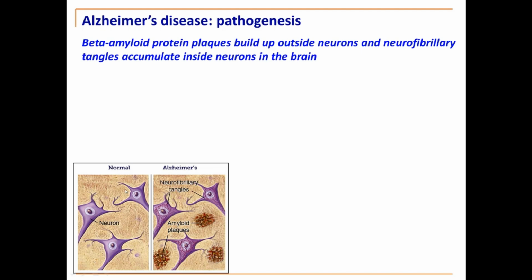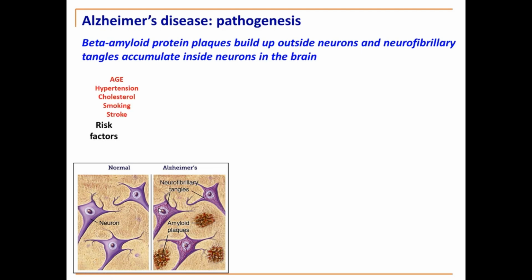And here's a nice little image just to show what it looks like. Here you've got your normal neurons, and remember that they can be talking to up to 15,000 other neurons. There's huge amounts of communication going on. And here you've got your amyloid plaques, which are outside the neurons, and your neurofibrillary tangles, which are within the neurons themselves.